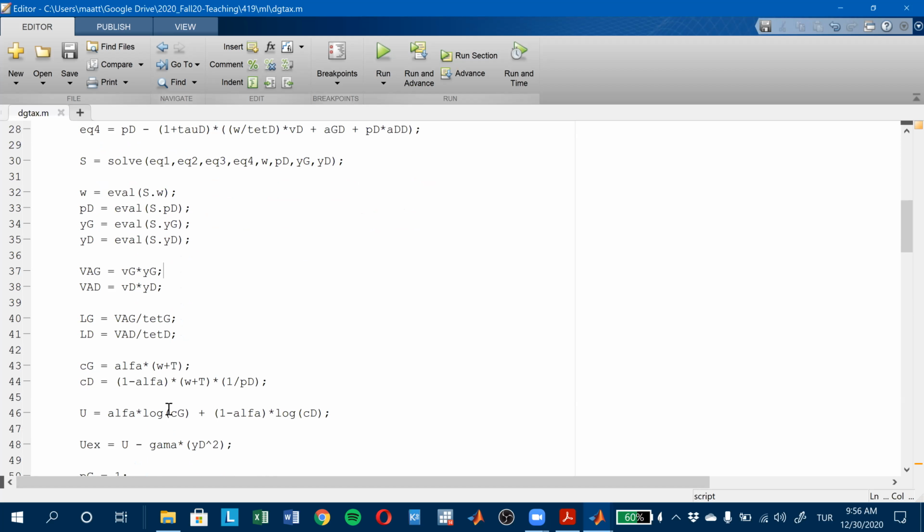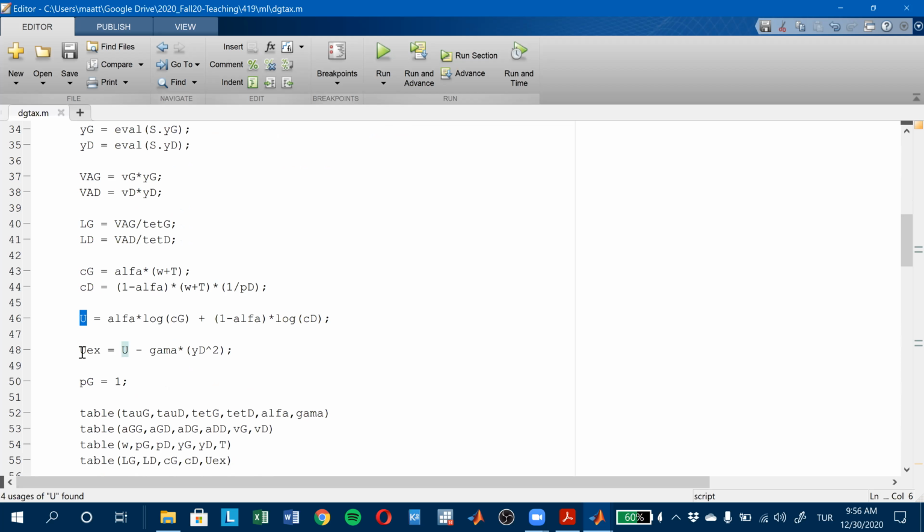Then I calculate the rest of the model. Okay? I calculate value added, I calculate LG, I calculate consumption levels, I calculate utility. All right? Don't forget about that. I mean, forget about this. This will be externality part, the second part. Now, I also know PG, right? PG is equal to 1.